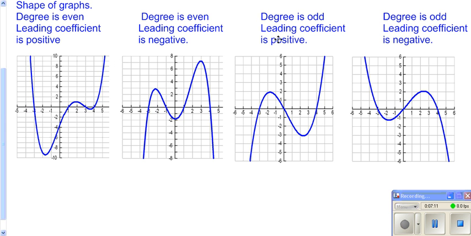The far right 2 are odd degrees. Odd degrees go up on one side and go down on the other side. If it's a positive leading coefficient in an odd degree, you go up on the right side and you go down on the left side. Or if it's a negative leading coefficient, it's flipped. On the left side you go up, and on the right side you go down. You're going to have to go ahead and remember these shapes of your graph for odd and even degrees, and for when your leading coefficient is negative or positive.